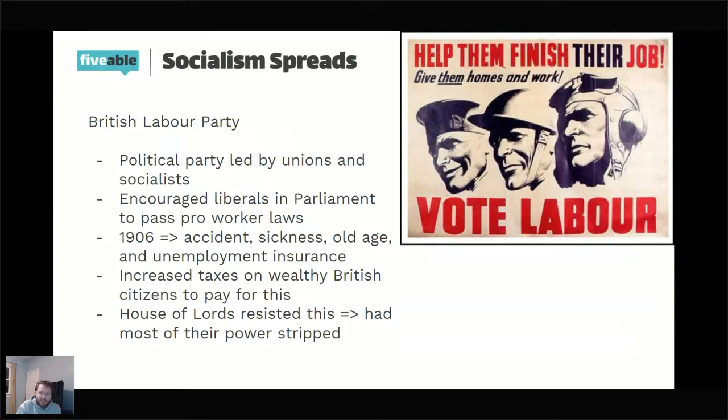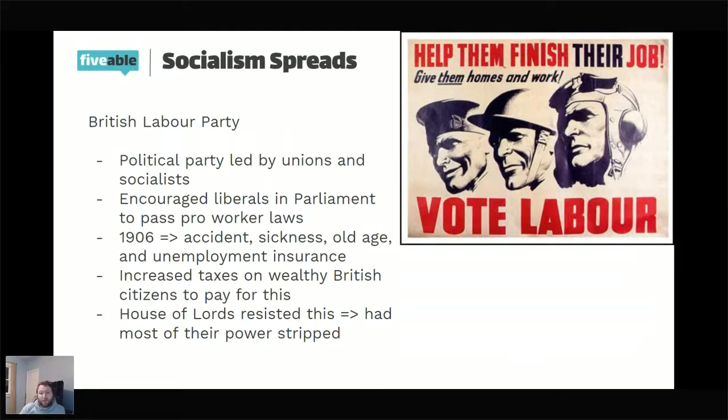By 1906, accident, sickness, old age, and unemployment insurance was established. They increased the taxes on wealthy British citizens to pay for this insurance. And the House of Lords, and this is one of my favorite parts of British history, rejects this. They say, no, you can't do this. And the House of Commons is just like, okay, well, you can't do anything anymore. We're going to strip all your power. It's a pretty interesting part of British history.